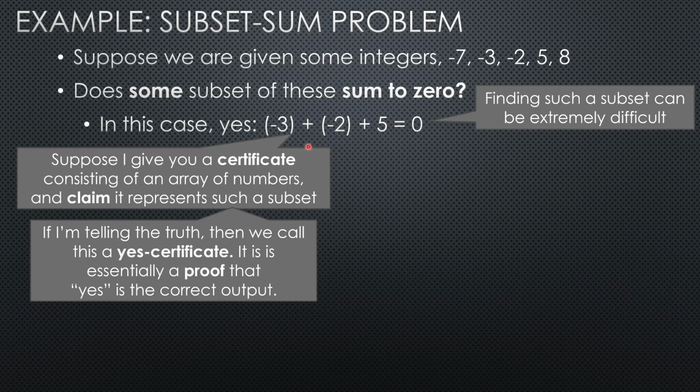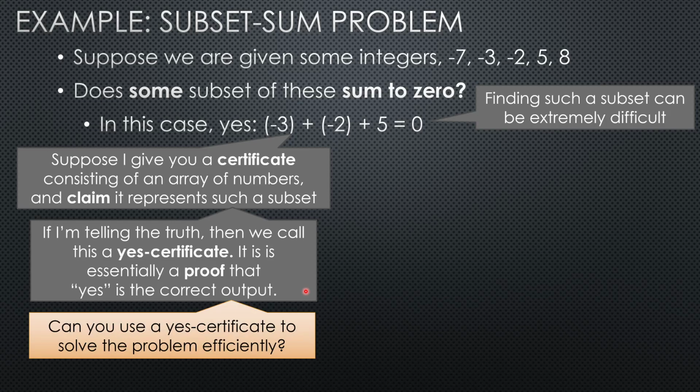This is a proof that the output, under the assumption that the oracle is telling the truth, is a subset of the input, and that it does sum to 0. This set of numbers, -3, -2, 5, that's a 3-element set that is a proof that yes is the correct output.